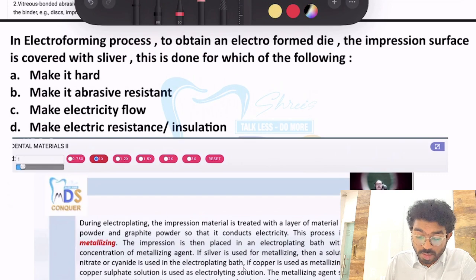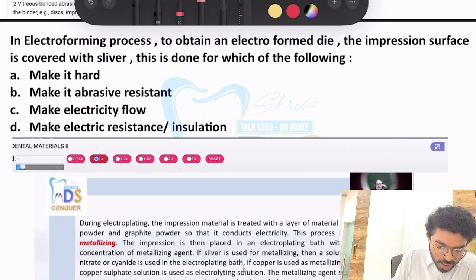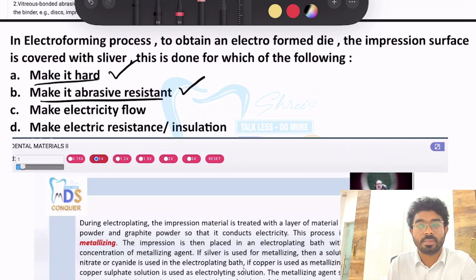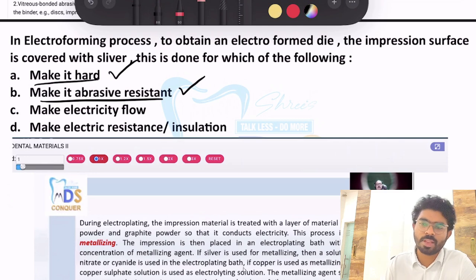In the electroplating process, to obtain an electroformed die, the impression material surface is covered with silver. It is done for which of the following purposes? The main purpose of electroplating is to make the impression hard, and to make it abrasion resistant. Both A and B sound right to me, but this hardening or abrasion resistance can be seen with the majority of the options.